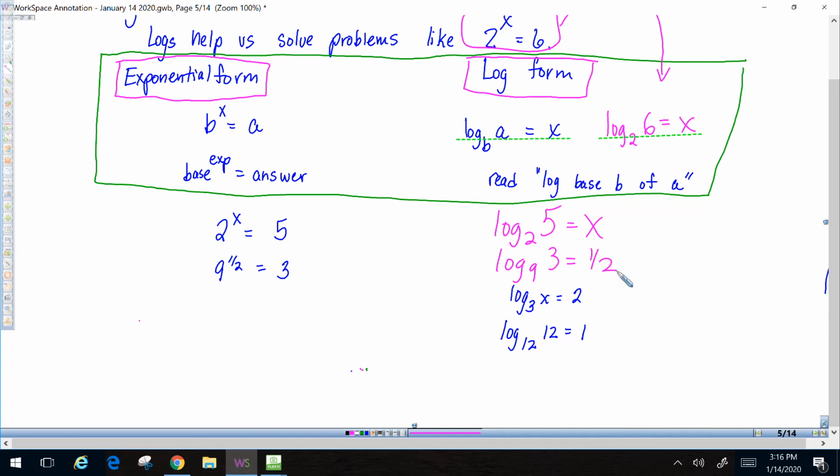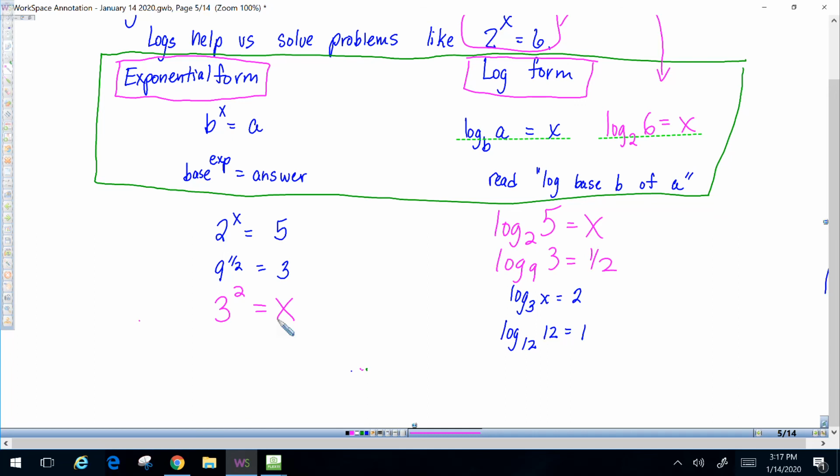So exponential form is base raised to an exponent equals the answer. What is the base? 3. What is the exponent? 2. What is the answer part? Good. All right, the next one.